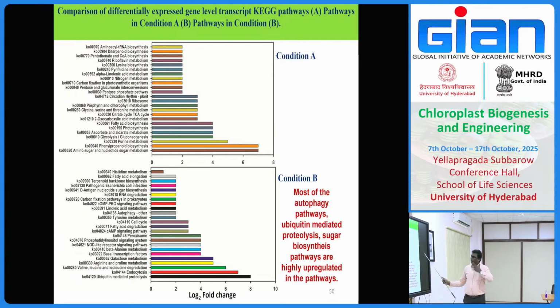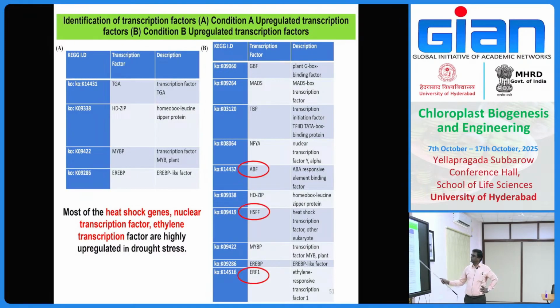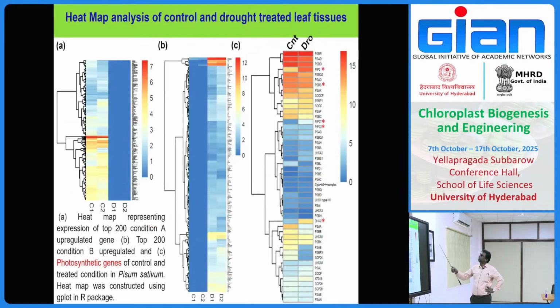I will not go deep into all these analyses, I will only go with some of the markers. These are the upregulation of transcription factors. What we have seen is that ABA is one of the major ones, and some of the heat shock proteins. You see control and drought treated, where you can see these genes, PSB and PSBS, which in Western blot we also showed. Some of the markers have increased significantly, and these are again markers that are significantly increased.